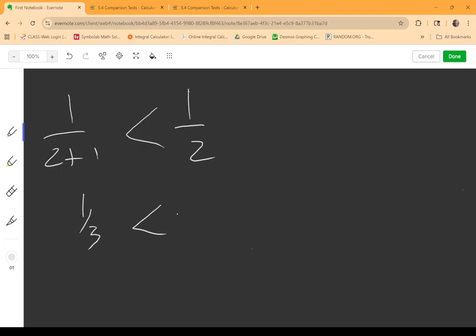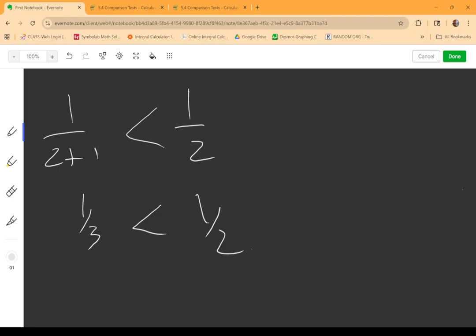All right, so here we're going to take a look at the comparison test. Now, before we jump into the comparison test, something that'll be helpful in establishing inequalities is when we have a fraction: if we add something to the denominator, we're making the fraction actually smaller. So if we add 1 to this, you get 1/3, which is less than 1/2. So when we add positive numbers in the denominator, the fraction becomes smaller.